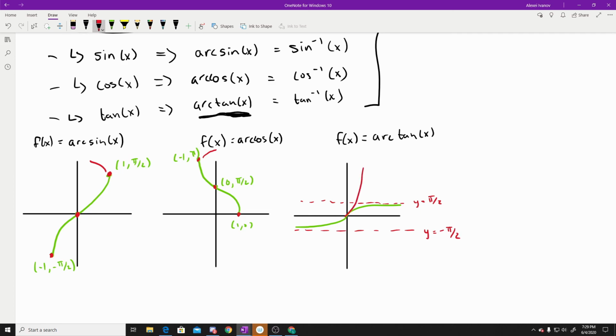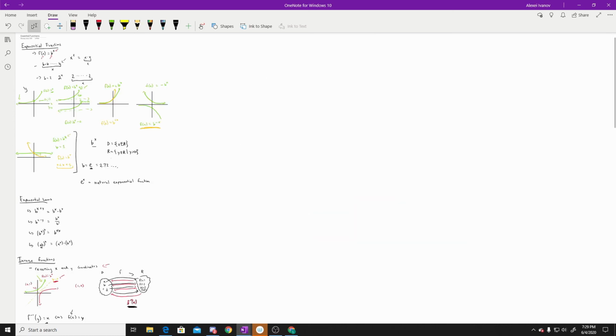Tan usually goes like this. So as you can see, there are similarities, and it doesn't actually truncate anywhere. It just keeps going on till infinity, but it does stay between these bounds of pi over 2 and minus pi over 2, which makes sense because the original tan function has asymptotes here and here. So that is it for the essential functions video.